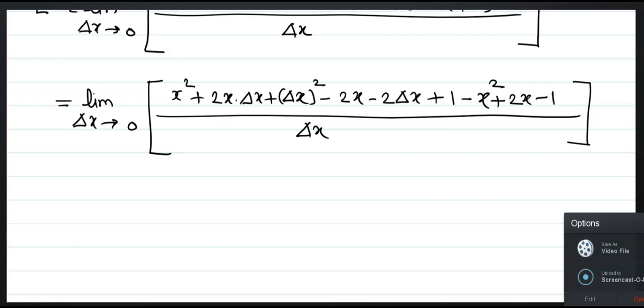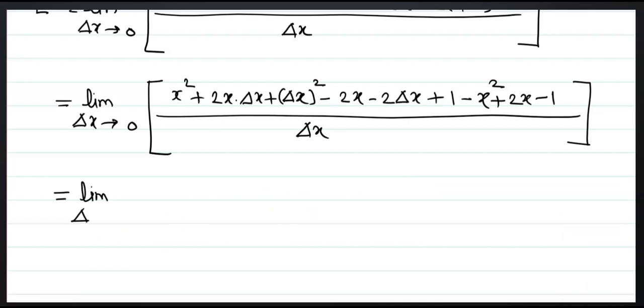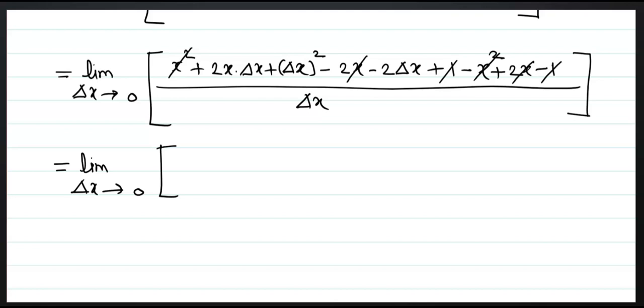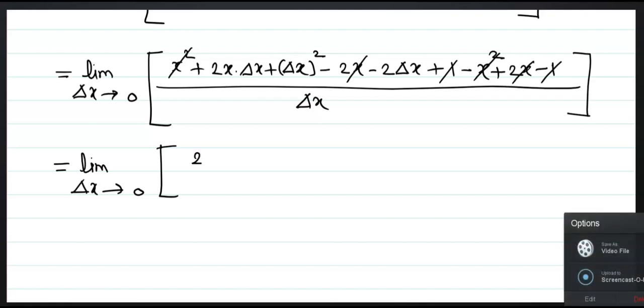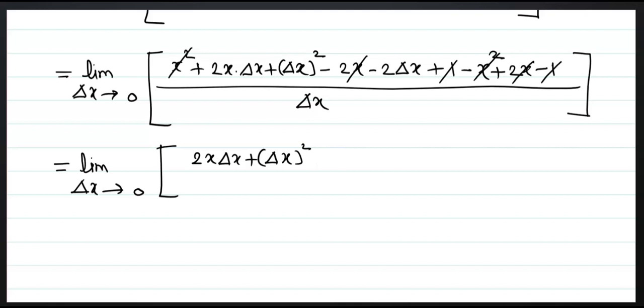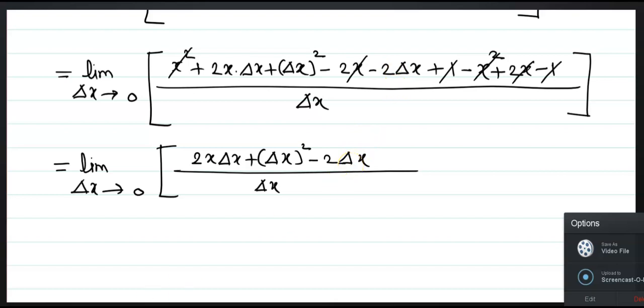Now, what are the cancellation factors? First of all, plus x square minus x square get cancelled, plus 2x minus 2x, plus 1 minus 1. These are getting cancelled. Limit delta x tends to 0. These are the cancellation factors. Now what's remaining here? That is 2 into delta x. Next is delta x bracket square minus 2 delta x upon delta x.